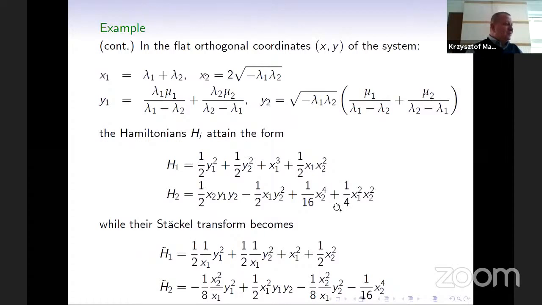And after the Stäckel transform, these Hamiltonians attain this form, rational now, as you see, in position variables. So this is an example of how the Stäckel transform works.